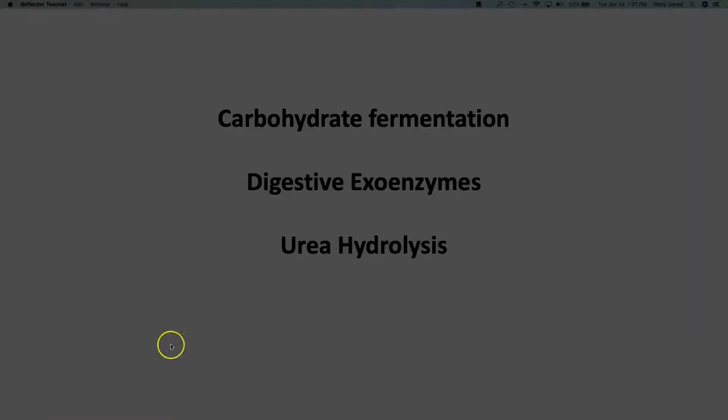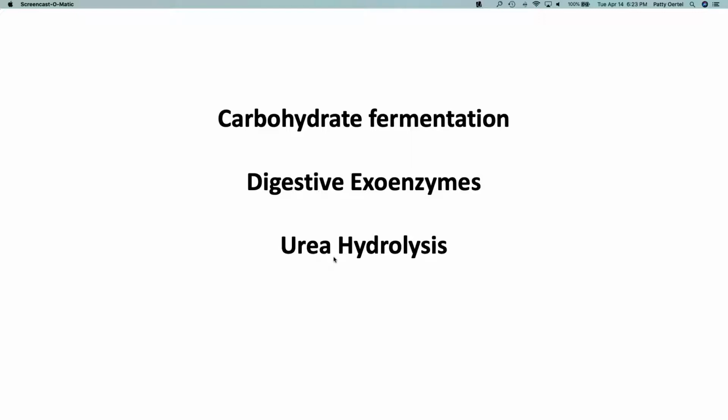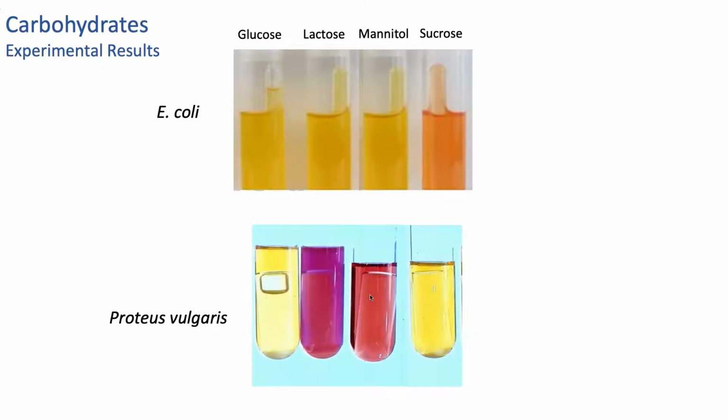Those are your experimental results. That's what to expect for the urea test. And now let's go over our final experimental results for the experiments that we ran today. Beginning with the carbohydrates. Remember that you started with, we inoculated 2 different cultures here. We inoculated E. coli.